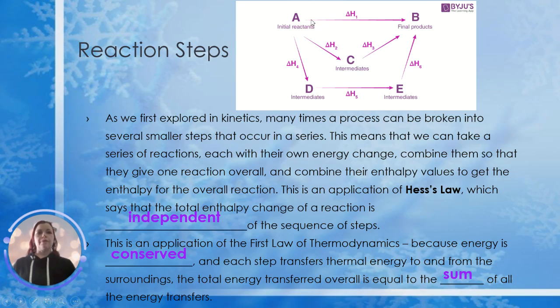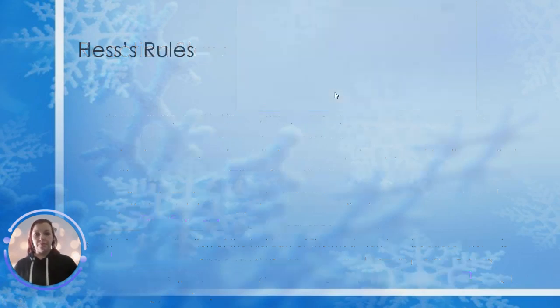So you can look at this graphic up here. We can go directly from A to B and get an enthalpy value there. Or we could go from A through C to B, or A through D through E and back to B, and it doesn't matter. The overall enthalpy change will be the same for all three of these processes.